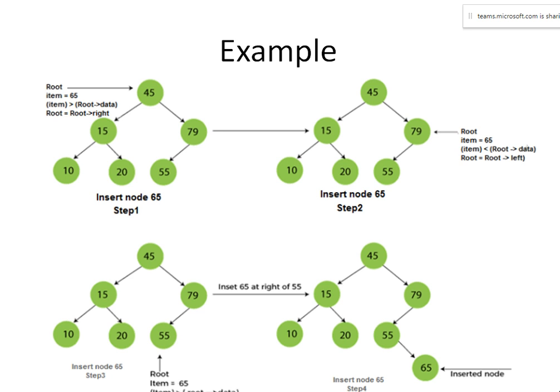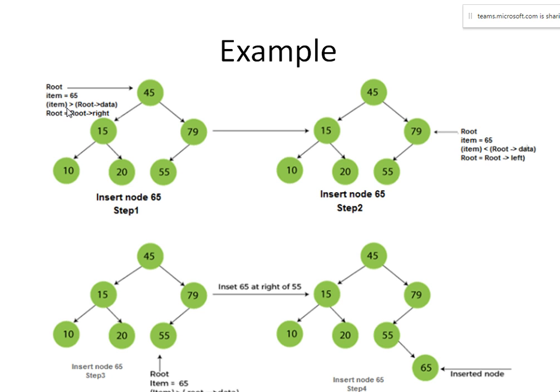Now we'll try to understand this with the help of an example. Look here, at the root node we have the value 45. The item we want to insert, or the data we want to insert, is 65. Okay. Now the item is 65.